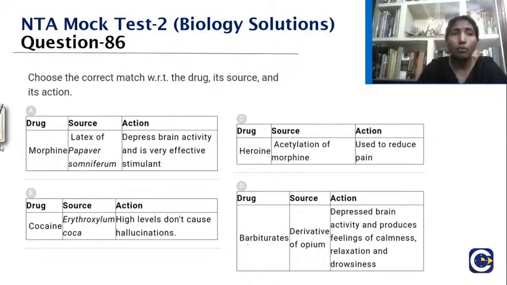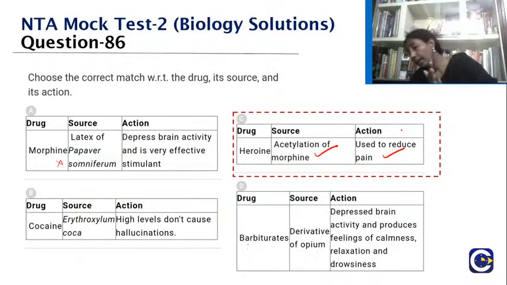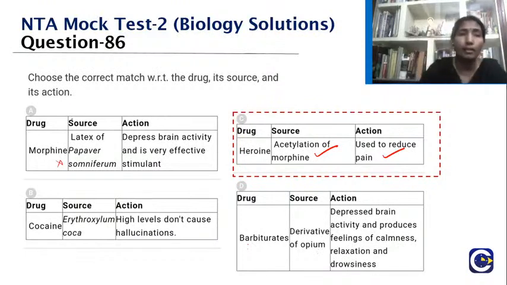So here you have to get all the things correct. When it comes to morphine, what happens here? It depresses the brain activity, so this cannot be the option. What about cocaine? High levels will cause hallucination. Barbiturate is not from opium. What about heroin? Yes, the acetylation of morphine, used to reduce pain. So that will be the right option rather than the others, because in the others either the source is correct but the action is not, or the action is right but the source is not. So we have to choose the source and action together here.